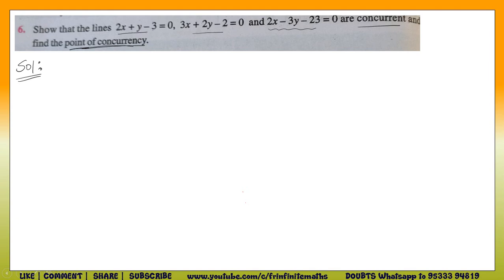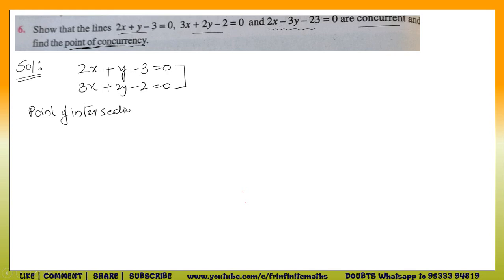first approach. Okay, so considering the first line, 2x plus y minus 3 is equal to 0 and 3x plus 2y minus 2 is equal to 0. Now I am going to find out the point of intersection of these two line equations, right? Now what is the point of intersection formula? So first of all, we are going to find out the point of intersection, and after that, when I substitute, if it satisfies, then we can say that point is the point of concurrence. Okay, now what is the point of intersection formula?